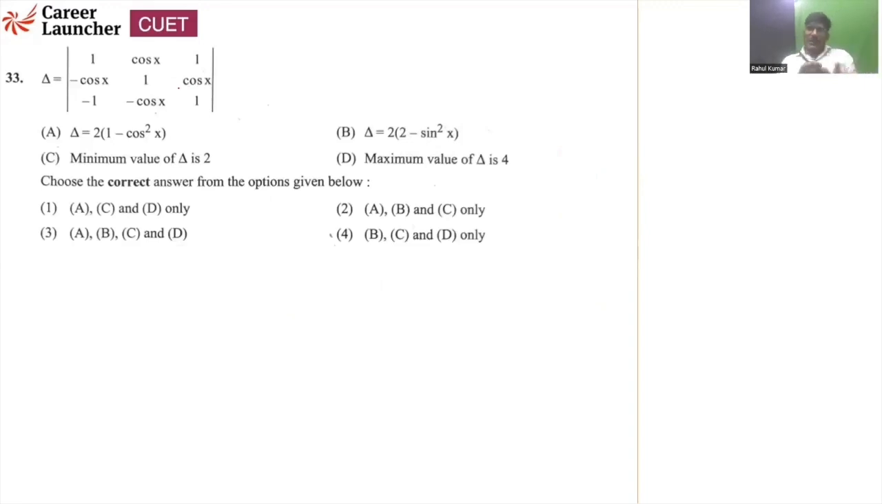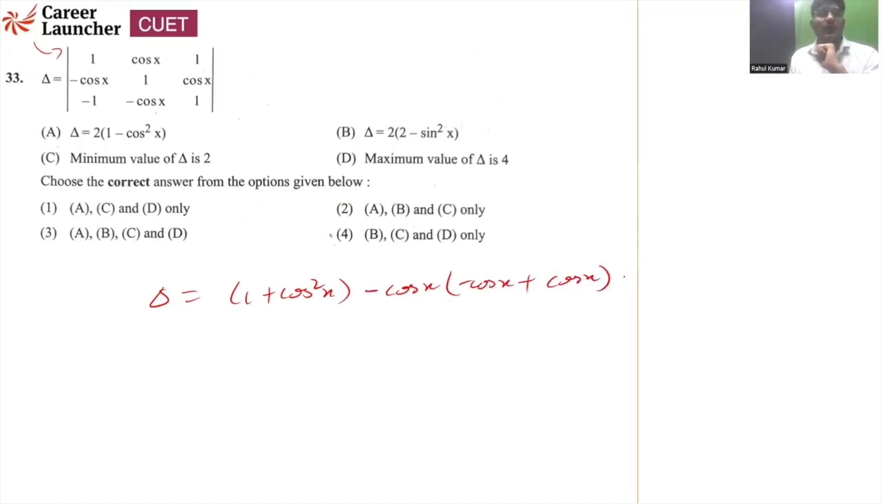Okay, this is a little bit time taking question. So let's solve this one. You have to solve only the determinant value. Okay. So what we will do, we will start solving the determinant along R1. And what we will get? Delta is equal to 1 plus cos square x. Then we have minus cos x. And if you solve this thing, you will have minus cos x plus cos x. And here, if you had this row and this column, you will have cos square x plus 1. So we have 2 into 1 plus cos square x.